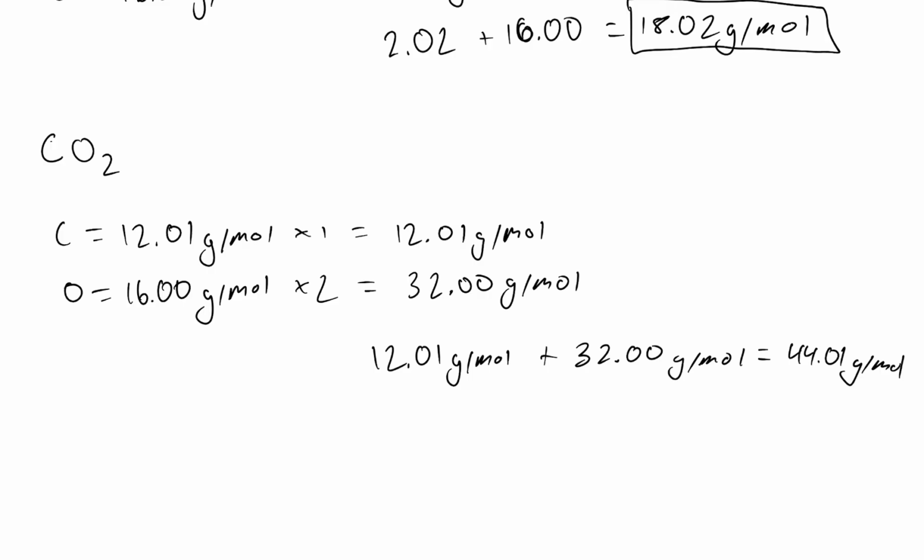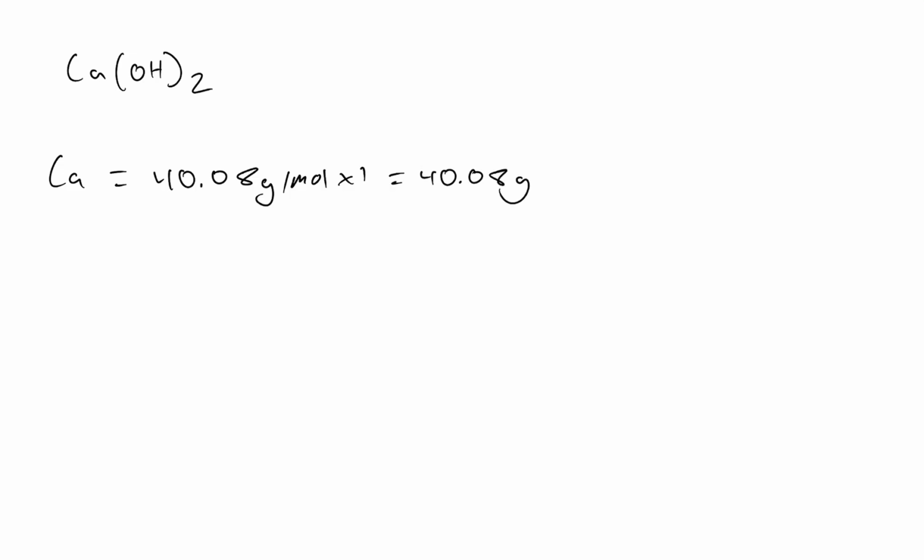Now let's try one last example together, and then I'll give you guys a few problems to try on your own. So let's say we have Ca(OH)2, calcium hydroxide. We approach this the same way, even though now there's parentheses or brackets. So calcium, there's one of it, and it has an atomic mass of 40.08. Times 1 is equal to 40.08 grams per mole.